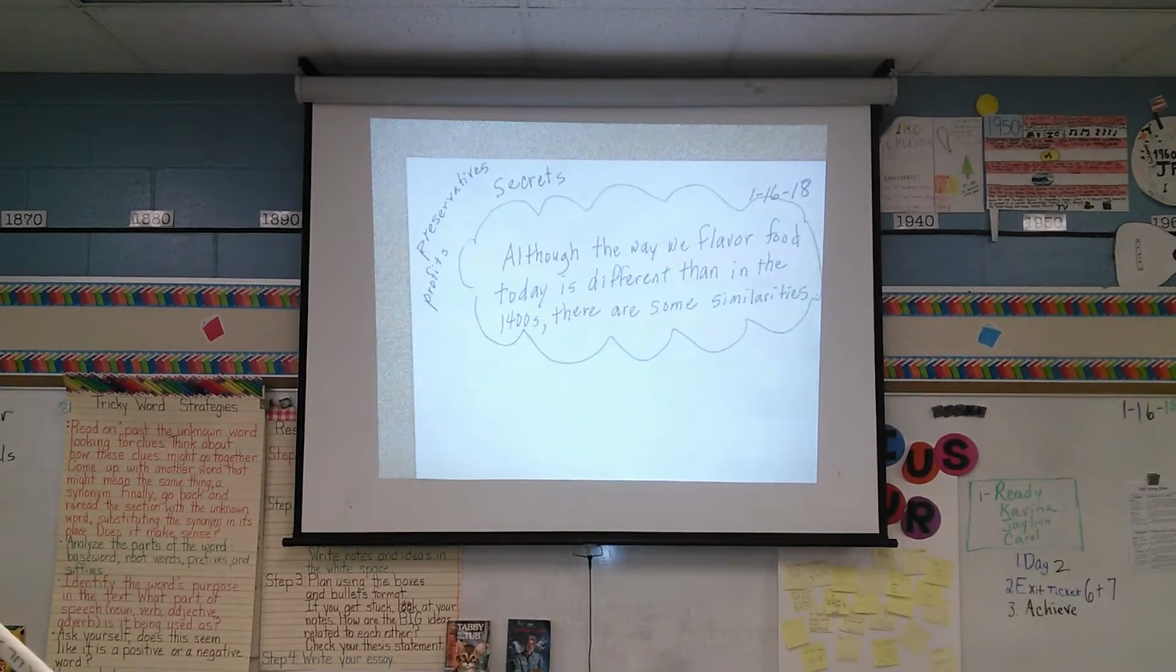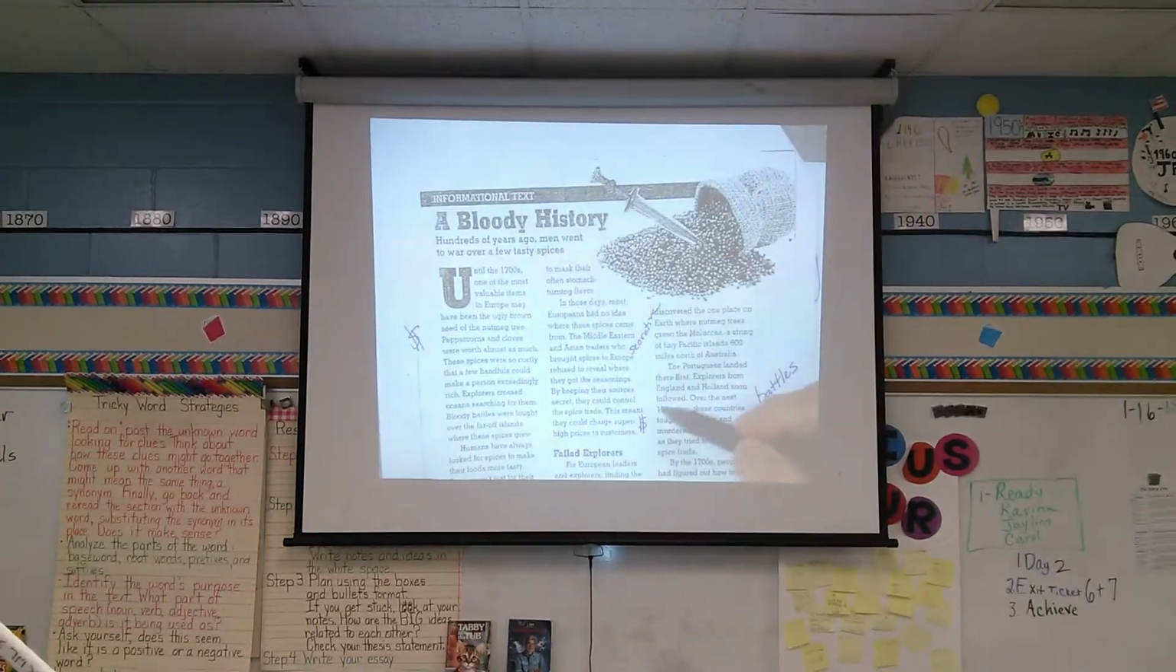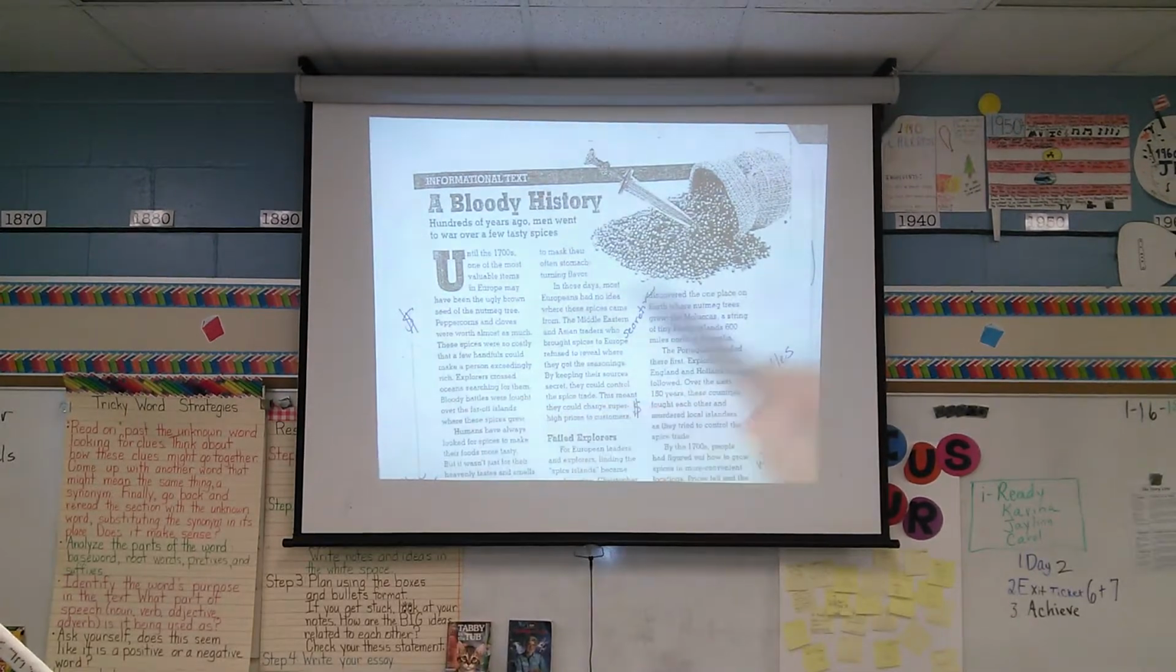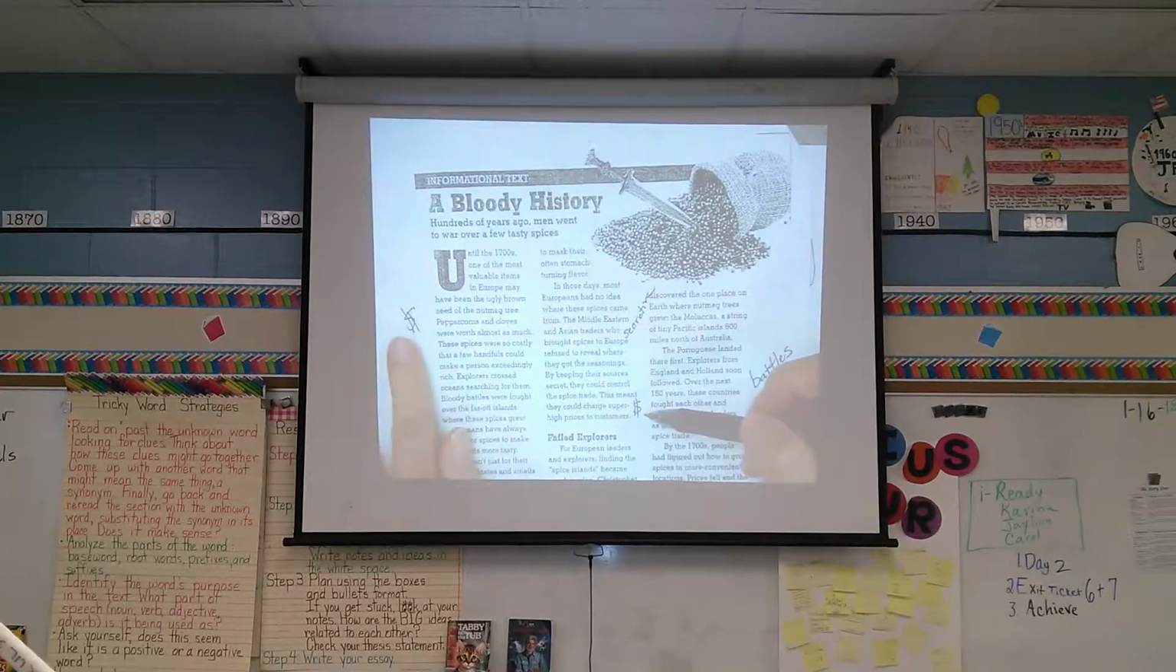And then if we go back to "A Bloody History," it talks about the fact, remember we said they kept it a secret, nobody knew where to get it. And so over here it says, this meant they could charge super high prices to customers. Over here, guys, did you notice I used a money symbol when I annotated my text?